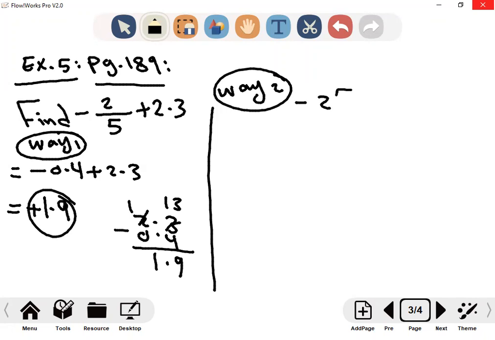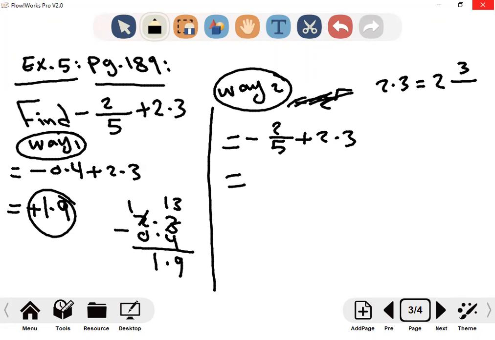Negative 2/5, negative 2/5 plus 2.3. Now this 2.3, I can write it as 2 and the 3 over how much? 10, because we have one digit after the decimal, check. So we turn it to a mixed number. Now we can turn it to a fraction. This is equal to 10 times 2, 20, plus 3, 23/10.